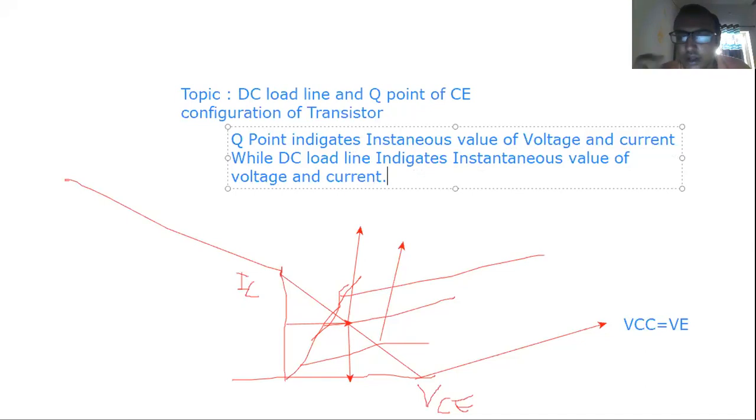Now, if you want to amplify the signal, at that time the Q point is required to be located at the center of the DC load line. But the Q point varies due to the minority charge carrier. Why does the Q point vary?